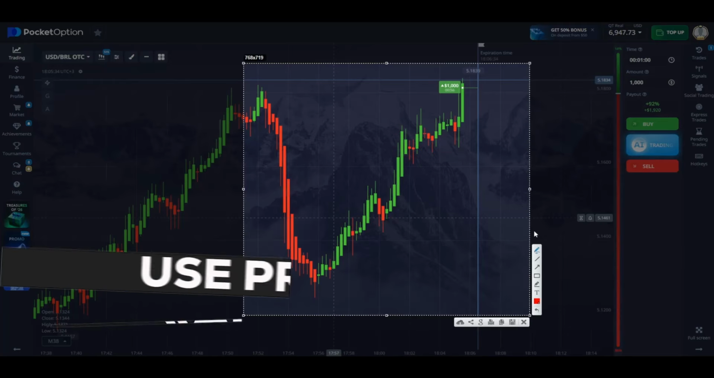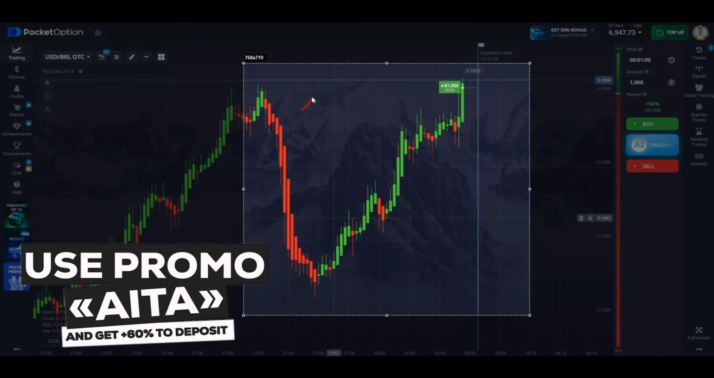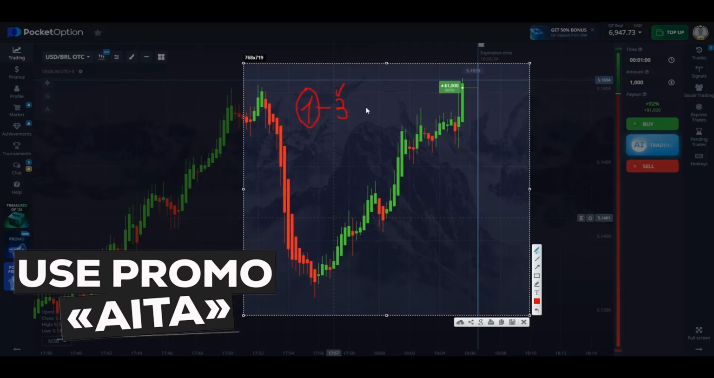Look guys, the most important clarification. We open trades after 1 to 3 candles. 1 is uncertain. That's a very uncertain entry point. 3 is a really confident, solid entry point. From 2 to 3, I would even say those are confident entry points.